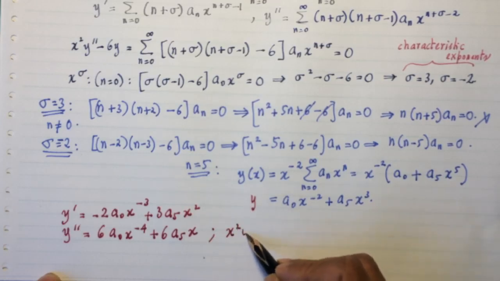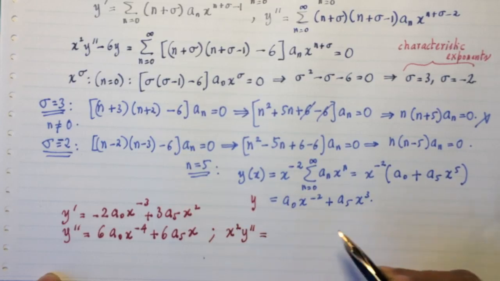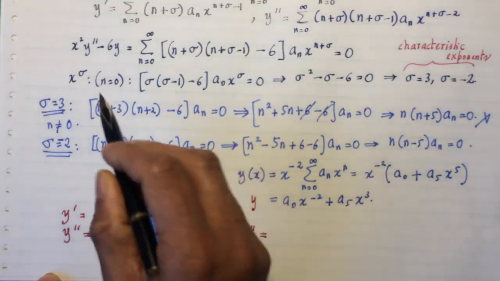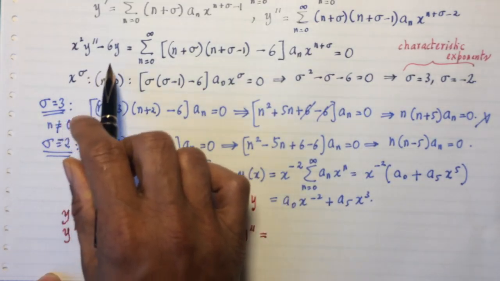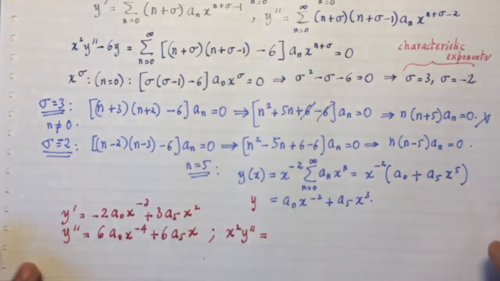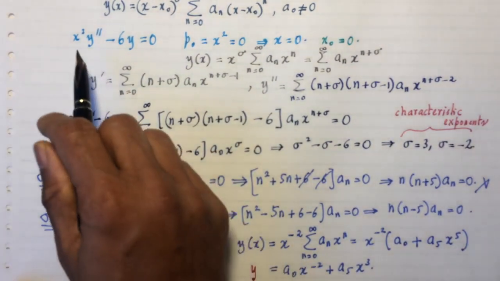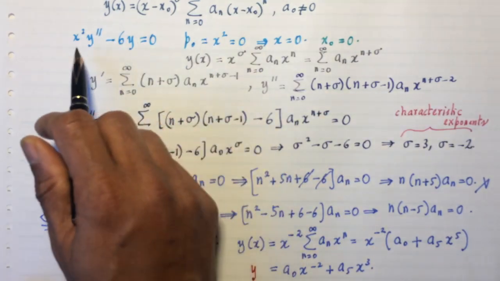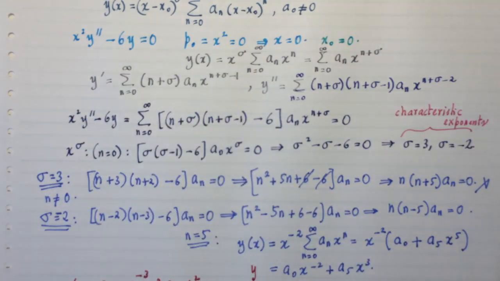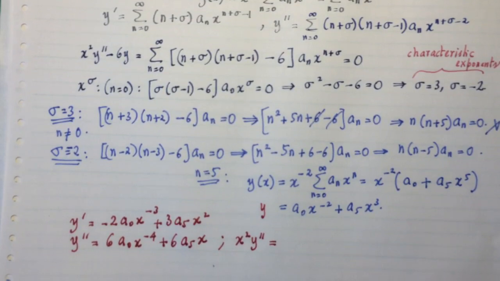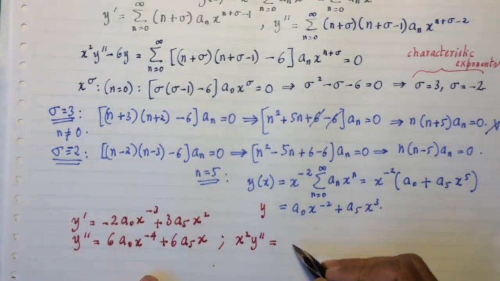And the differential equation says x squared times that. So x squared times y double prime. Let's see if that's equal to 6 times y. If we find that x squared times y double prime is equal to 6 times y, we have satisfied the differential equation, because one way of rearranging the differential equation is to move the 6y to the right hand side and say x squared y double prime is equal to 6y. So let's find out if it's indeed equal to 6 times y.